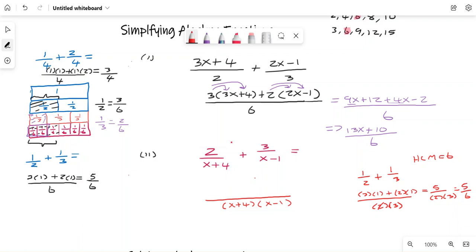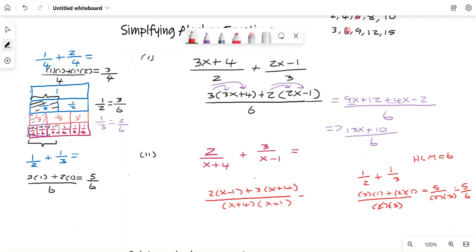So now what we can do is divide it in. So x plus 4 divided by this is just going to leave us with x minus 1. And then we multiply that x minus 1 by 2, and it'll look something like this: 2 multiplied by x minus 1, plus, we do the same here. So x minus 1 divided by this will just leave us with x plus 4. And then we multiply that by 3, so it's going to be 3 multiplied by x plus 4, like so.